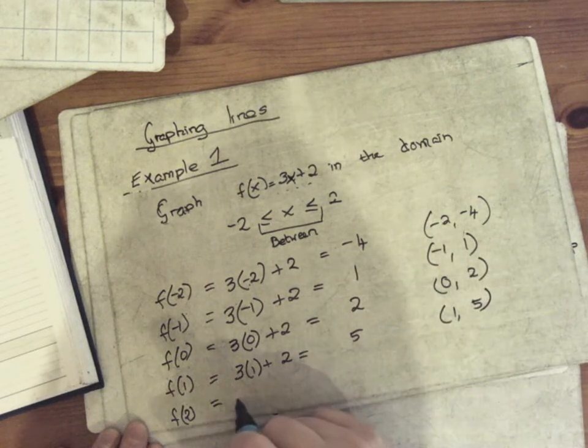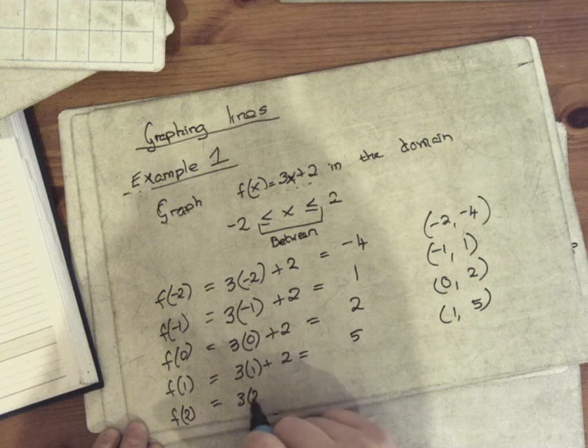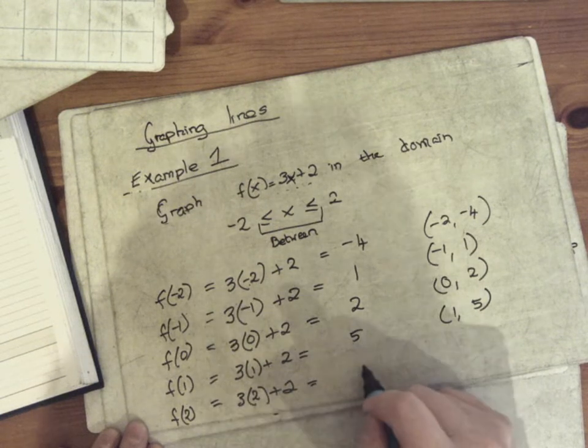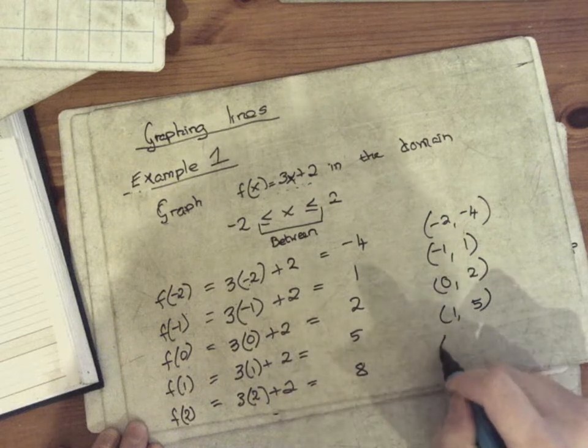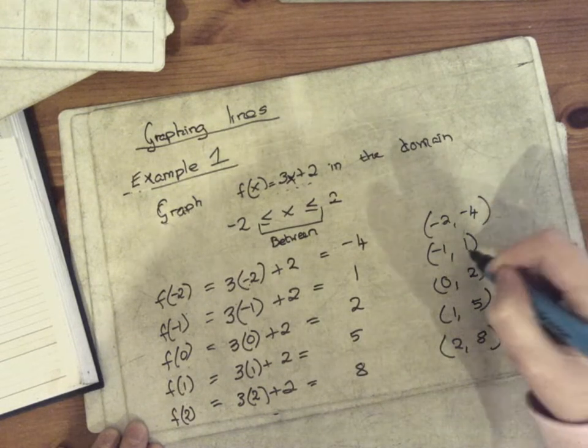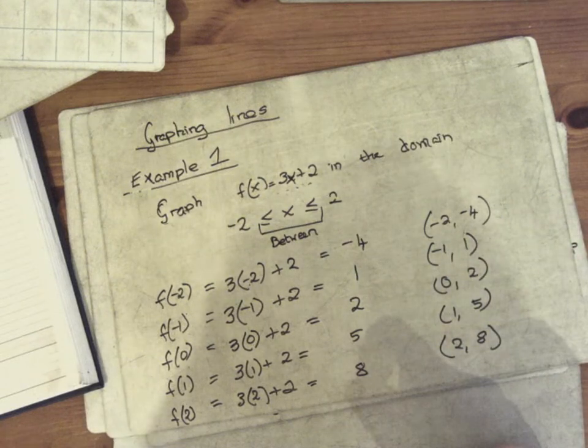And finally, 3 times 2 plus 2. 3 2s are, that would be 8. So you put in a 2 and got out an 8. So these are your points to graph your graph. Okay? So they're your points.